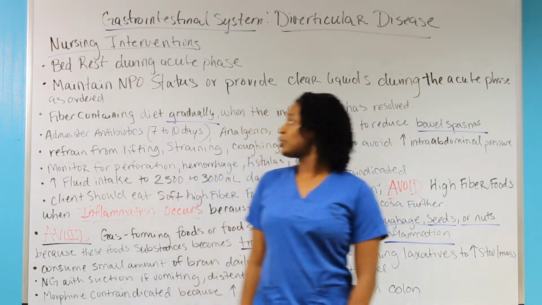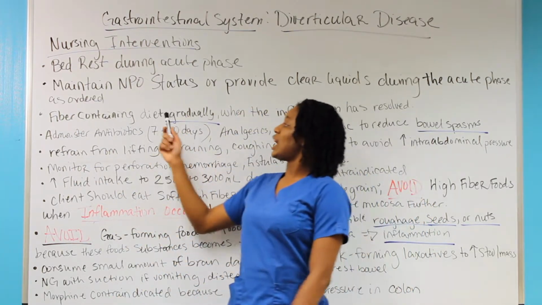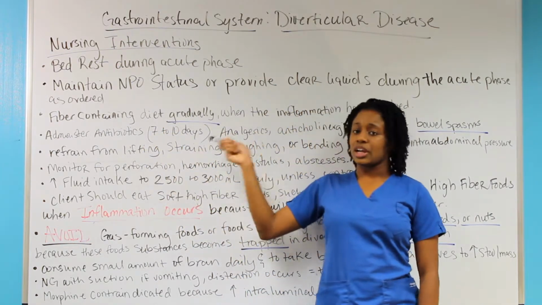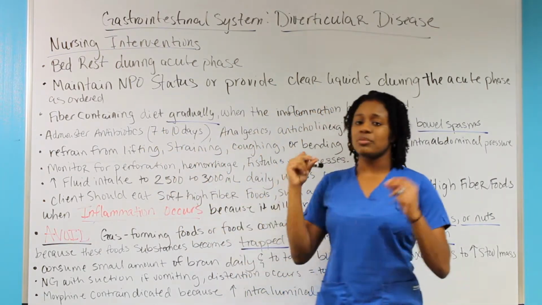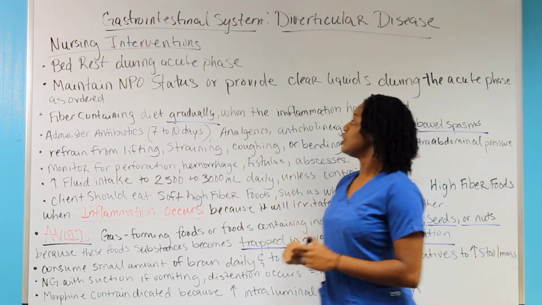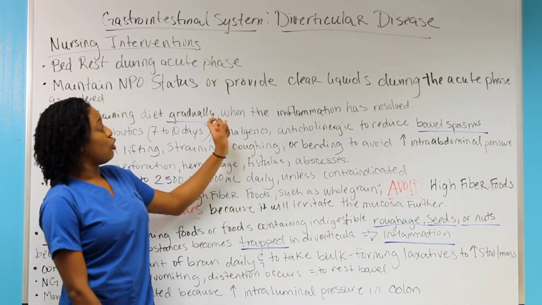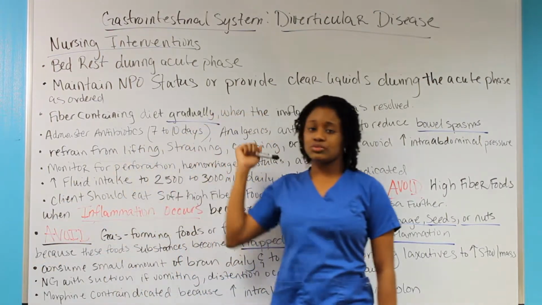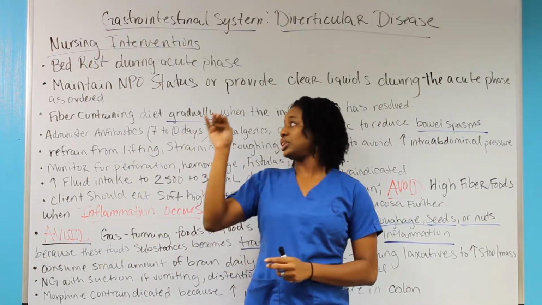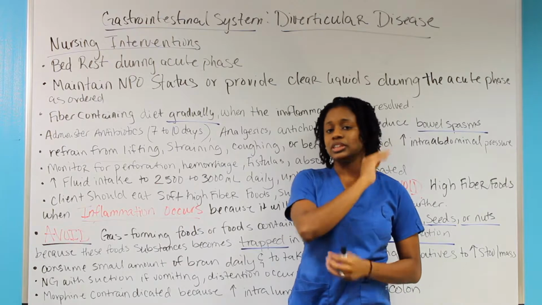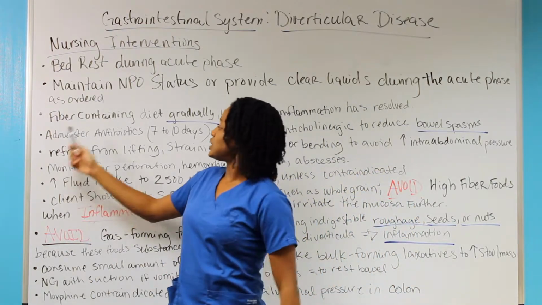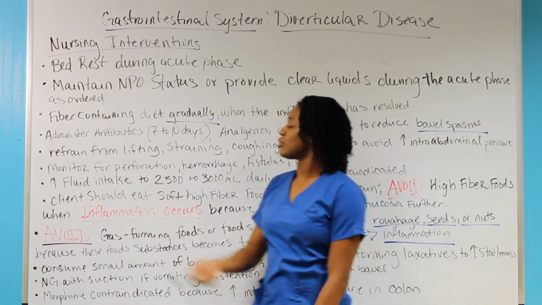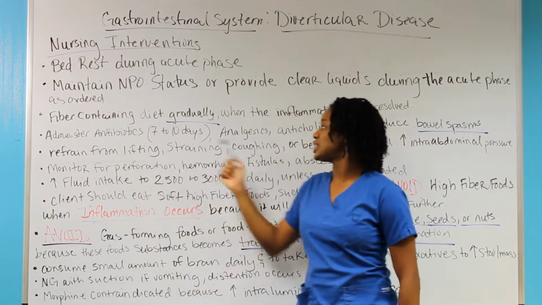Next thing you have is a fiber-containing diet. You want to have that gradually, all right? I underline that because you don't want it to happen right then and there. Gradually, all right? When the inflammation has resolved. So once it has resolved, you want to gradually put fiber into their diet, okay? Next thing, you want to administer antibiotics, right? Antibiotics run 7 to 10 days.